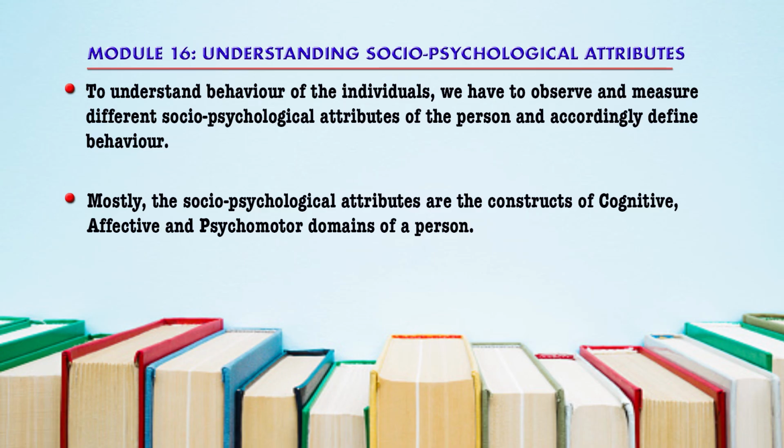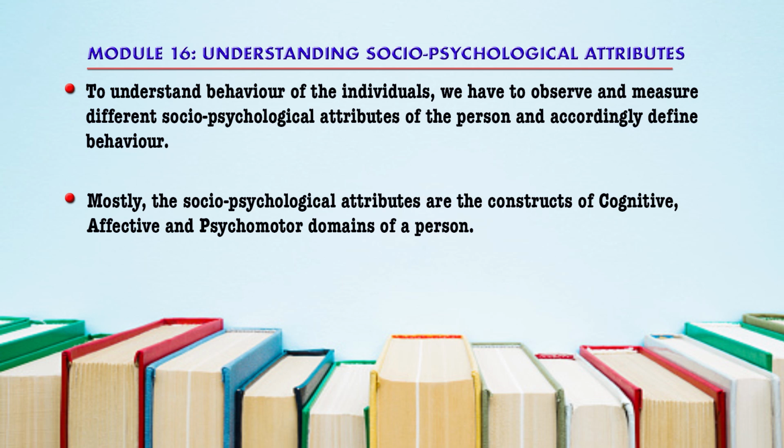Okay. So, that is why we have to observe and measure different socio-psychological attributes of the person, and accordingly we can define the individual, define the behavior of the individual. Further, mostly the socio-psychological attributes are the constructs of cognitive, affective and psychomotor domains of a person.